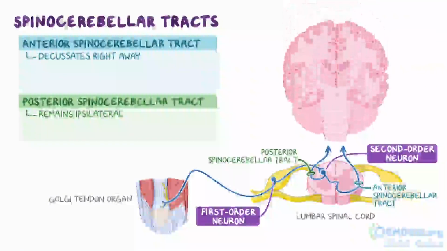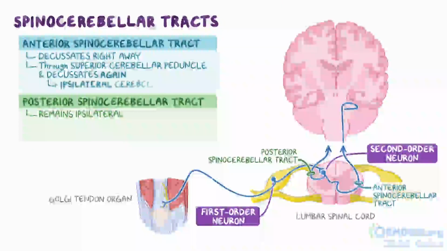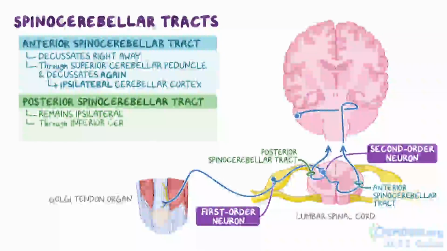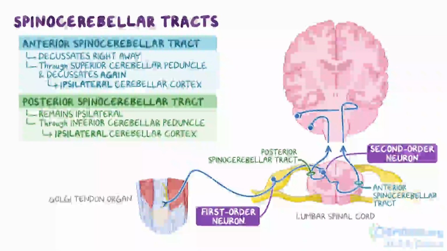The anterior spinocerebellar tract ascends to the superior cerebellar peduncle, passing through it and then decussating again before arriving at the ipsilateral cerebellar cortex, where it synapses on neurons there. On the other hand, the posterior spinocerebellar tract doesn't decussate. Instead, it ascends to the inferior cerebellar peduncle, passes through it, and arrives at the ipsilateral cerebellar cortex as well, ending its journey by synapsing on neurons in the cortex.